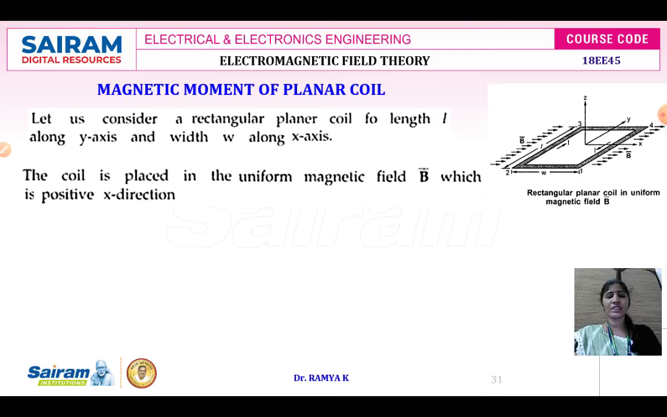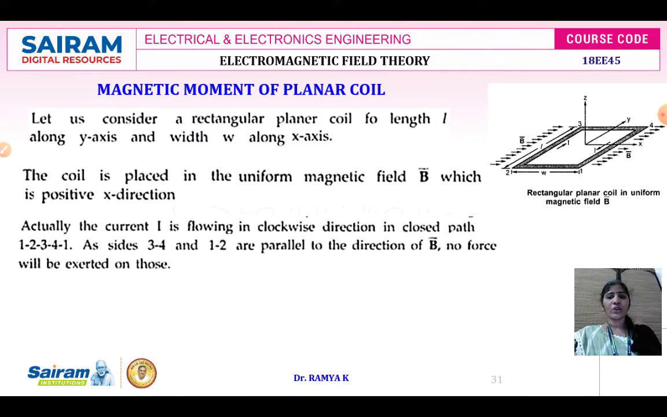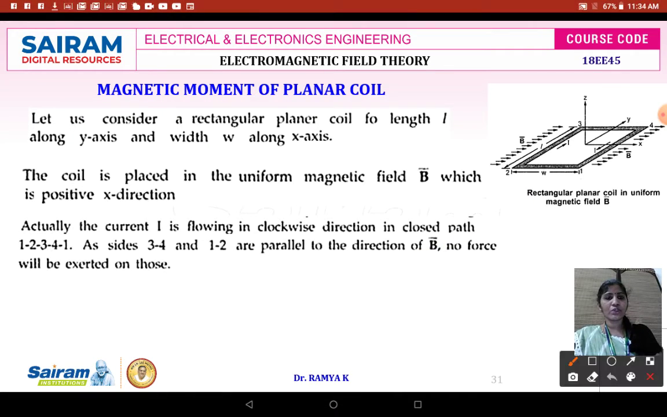Now the coil is placed in a uniform magnetic field of magnetic flux density B in the positive x-axis direction. The closed path of the current goes 1 to 2, 2 to 3, 3 to 4, and 4 to 1. So it forms a closed current-carrying path.